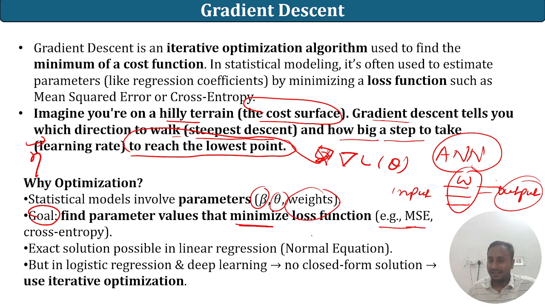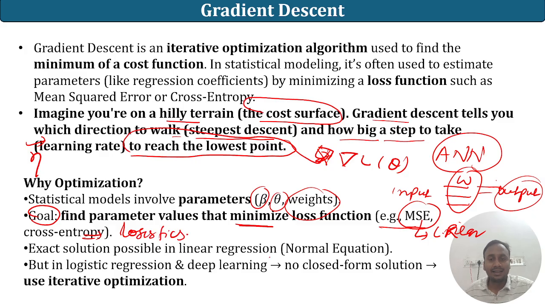So gradient descent is actually a method to find the parameters, keeping in mind that we have to minimize the loss function. The loss function can be MSE for linear regression, or cross entropy for logistic regression. This one for linear, and this one for logistic.